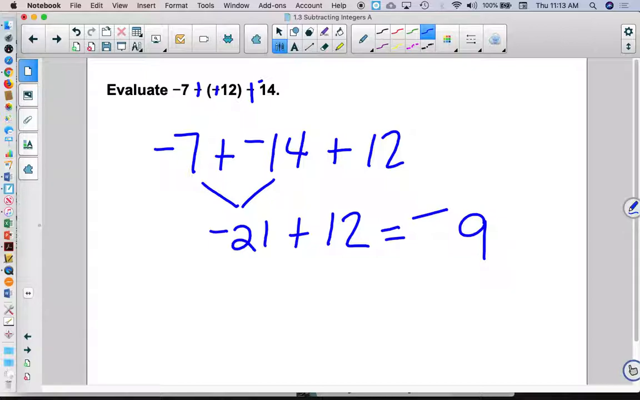The only thing different in subtraction is you have to know the rule. Add opposite, and then follow the addition rules.